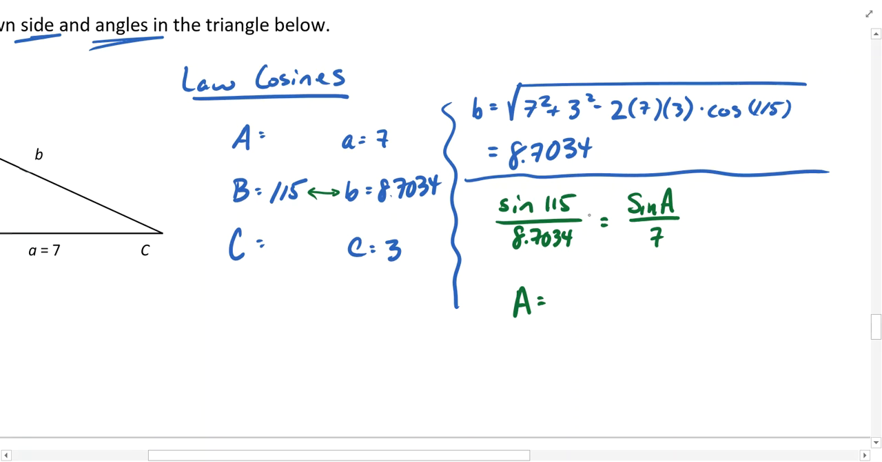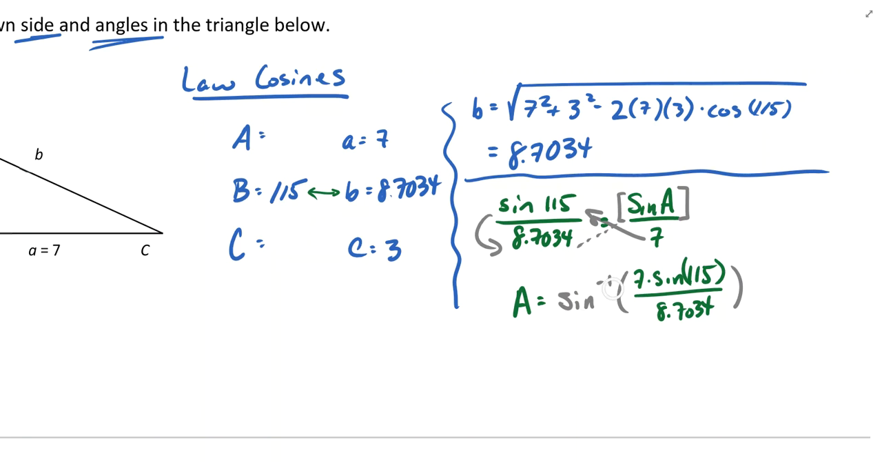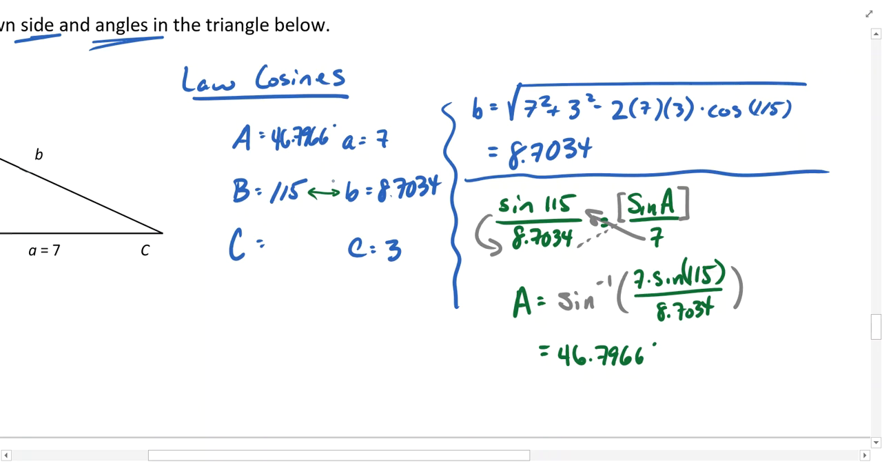Now, I will also point out here that the cross multiplication and division technique is good, but the end result will be sine of A, not A by itself. In order to isolate A, we must evaluate the sine inverse at the cross product and division. And it's the combination of this expression that will generate angle A for us. And this appears to be 46.7966 degrees. Now that we have 2 of the 3 angles known, we can subtract from 180 to identify the third.